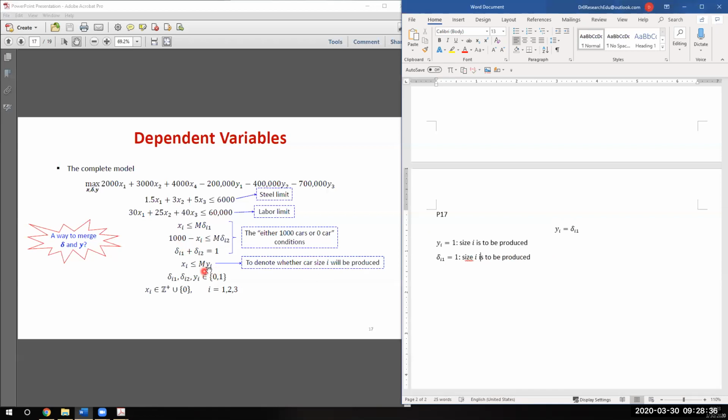In other words, you don't have to define a new decision variable yi here. You can simply replace this one by the delta I1. So in this case, you can save actually n integer variables, 3 integer variables, I equal to 1 to 3. You don't have to use this yi. Instead, you can just put the delta I1 here. Any questions here about the dependent variables?